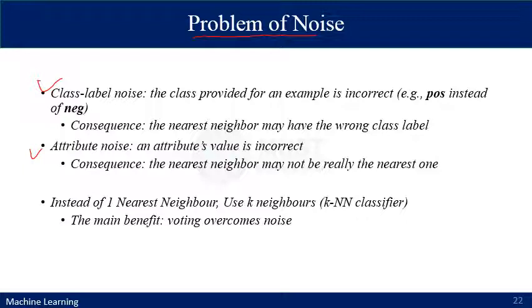So, to overcome these slightly non-trivial problems, instead of the one nearest neighbor, you can use multiple neighbors, employing the k nearest neighbor algorithm. The algorithm is the same, but you just replace the nearness property with multiple neighbors. The main benefit is that you can use a voting classifier to overcome the noise.